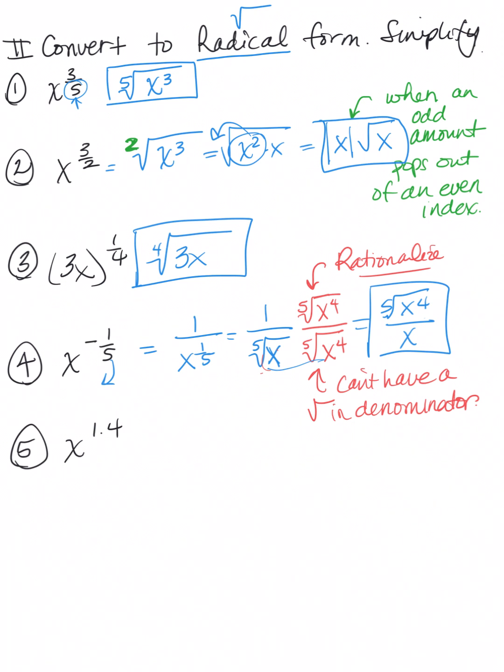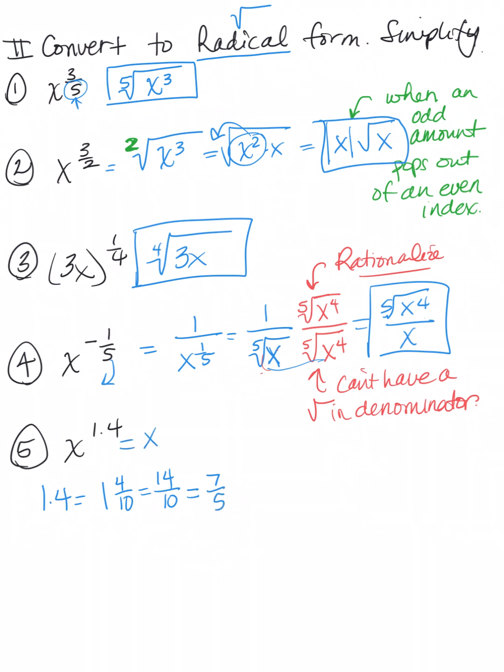Number 5, x to the 1.4 power. Okay, this is weird, right? We need to be able to write this as a fraction. So how do we write this as a fraction? Well, let me talk you through this. 1.4, if you state it the way it's read, is 1 and 4/10, right? Now let's make this an improper fraction. 1 times 10 is 10, plus 4 is 14/10. We're getting somewhere, but we still need to reduce, and that reduces to 7/5.